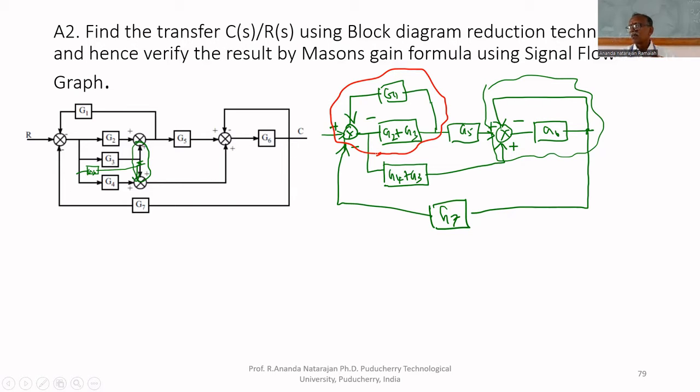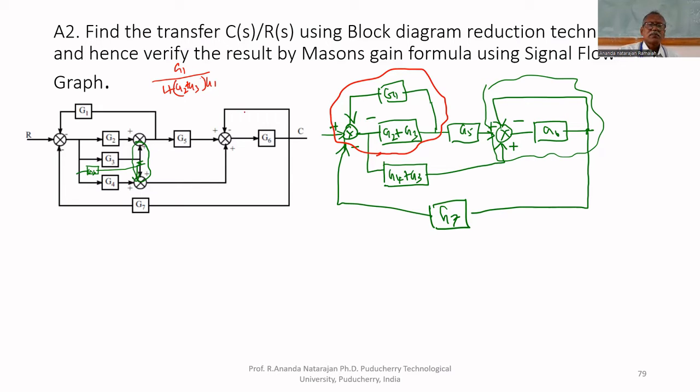Once it is converted into a single block, how will you take the takeoff point? You cannot take the takeoff point if it is converted into a single block. If you convert this into a single block, many wrote G1 wrong. This is wrong. G1 upon 1 plus G2, G3 multiplied by G. Which is the forward path? G2 plus G3 is the forward path, not G1.